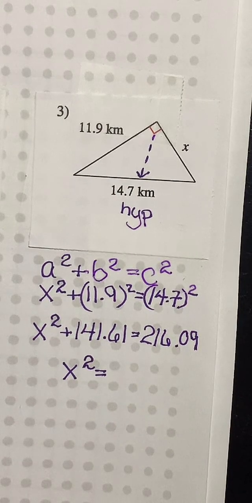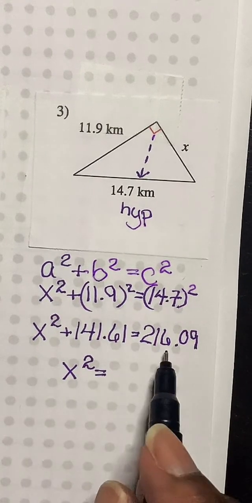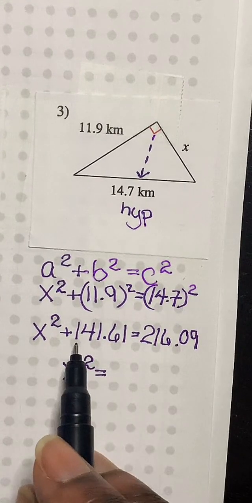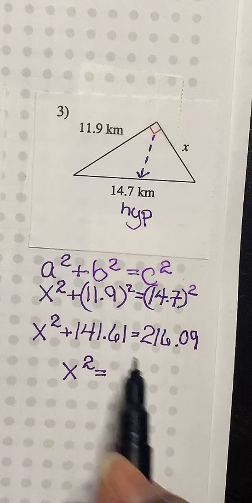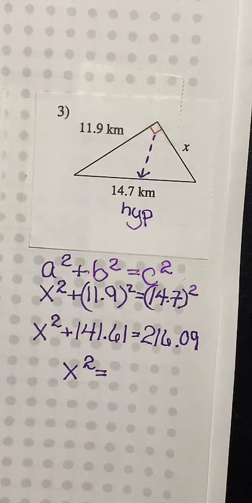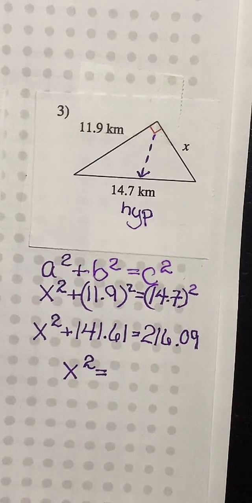All right. So Nate says 74.48. Do we agree with Nate? Thumbs up, thumbs down. All right. Anyone else agree? So 216.09 minus 141.61. There we go. Yes, good.